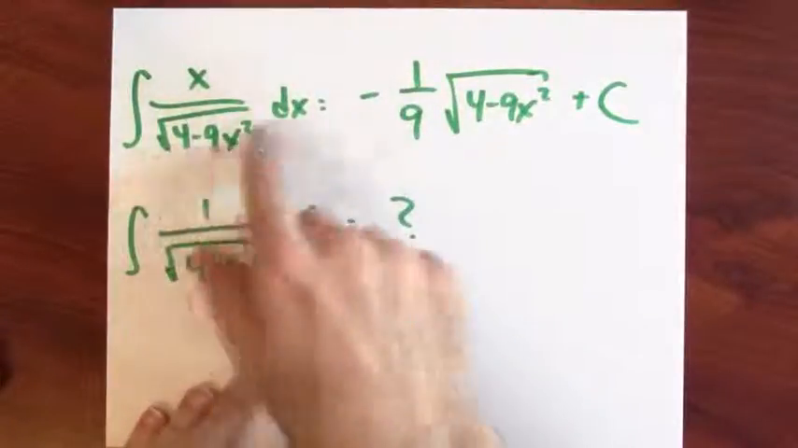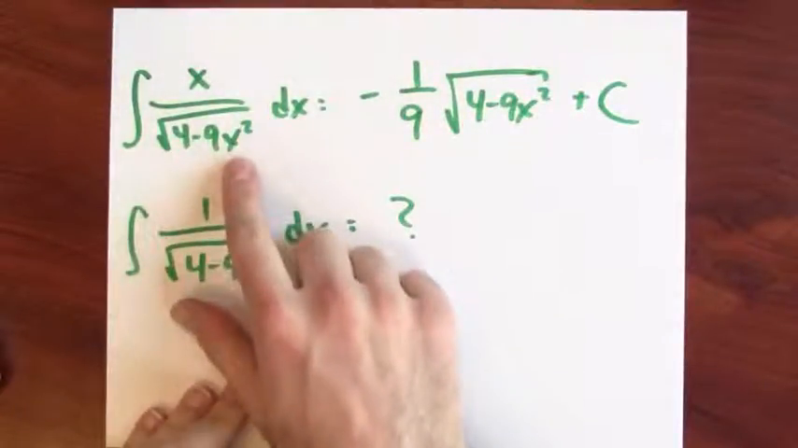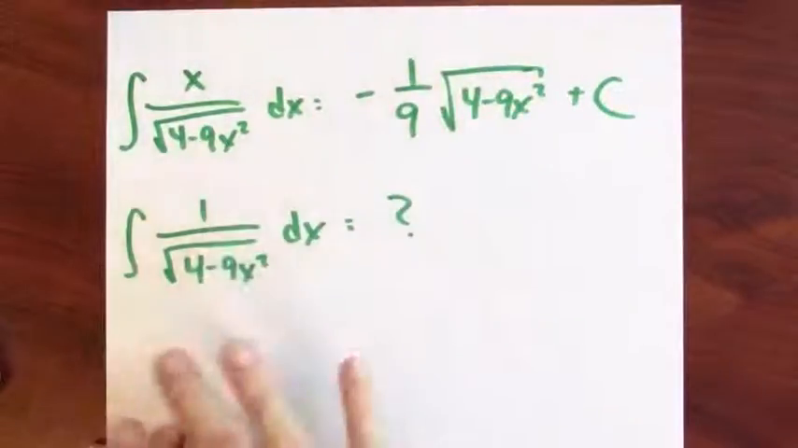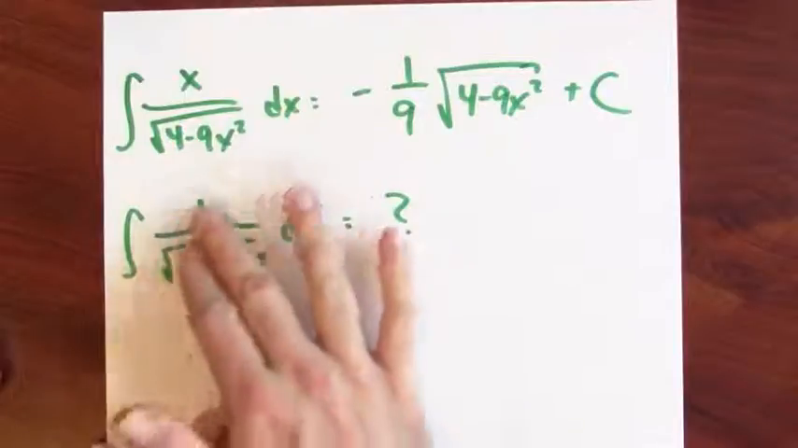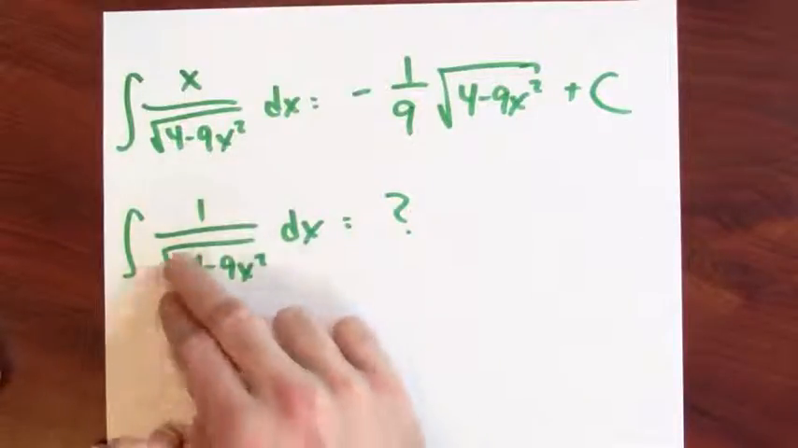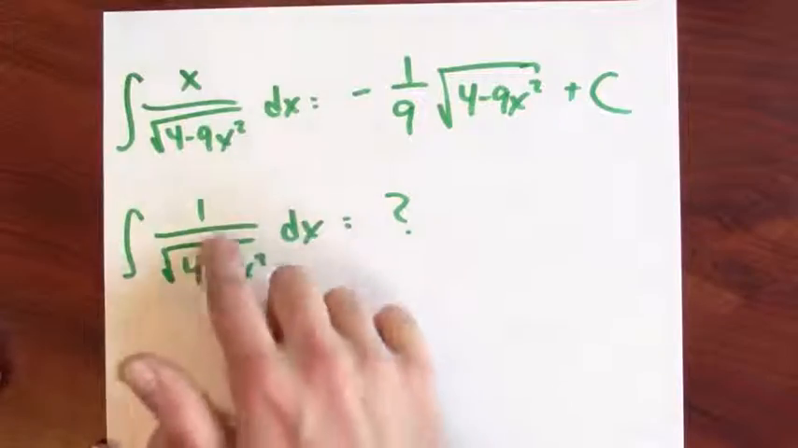I should warn you here, something that makes antidifferentiation so hard is that similar looking integration problems can have totally different looking answers. For example, we just saw how to antidifferentiate x over the square root of 4 minus 9x squared, and we got this. How will we antidifferentiate this very similar looking function, 1 over the square root of 4 minus 9x squared? The only difference is that I got rid of the x in the numerator. But that's a big difference. That x in the numerator was facilitating the substitution. I needed that x there in order to have something to fit into the du. Without that x there, what am I supposed to do?